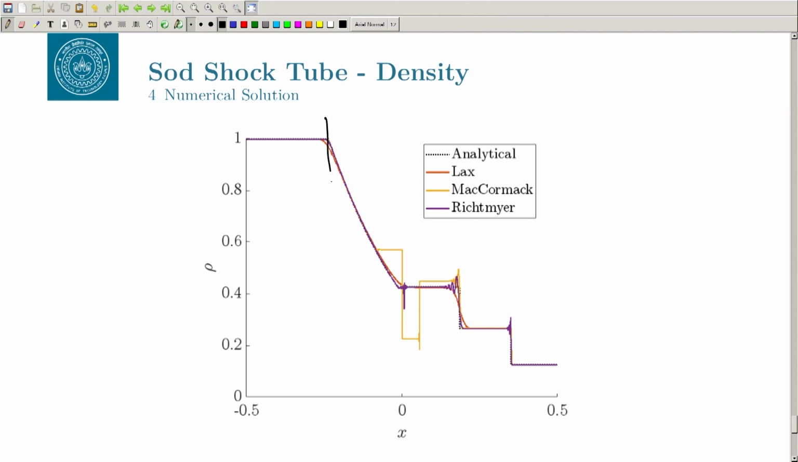So, this is my expansion, this is my shock, and this is my contact discontinuity, or contact surface, and this entire thing is the expansion fan, because it is a continuous phenomenon. This is an isentropic phenomenon, entropy is not getting lost, this is isentropic expansion, but the shock is non-isentropic. It is adiabatic, but not isentropic.